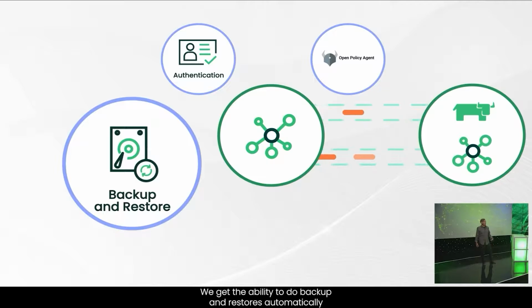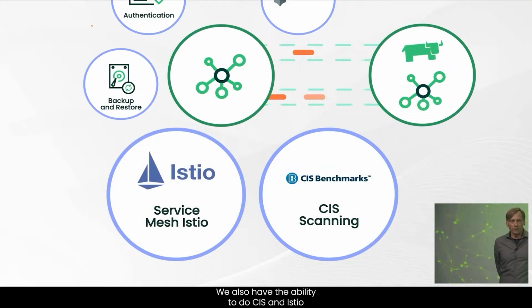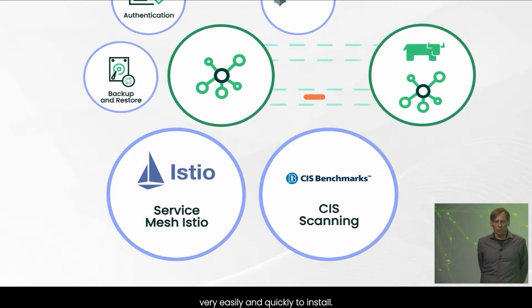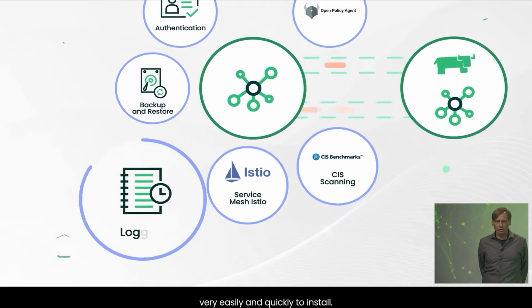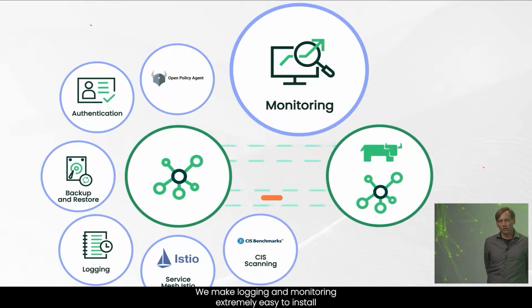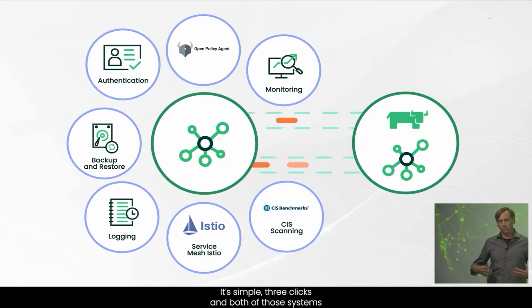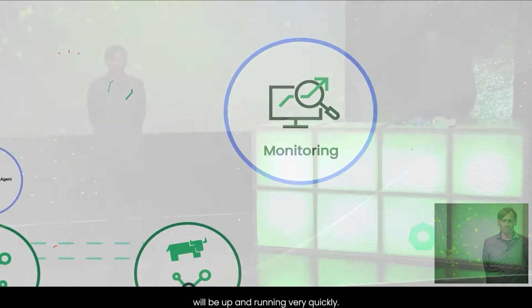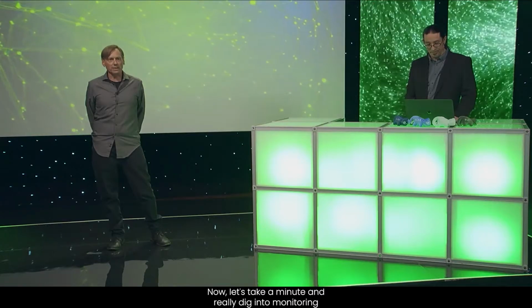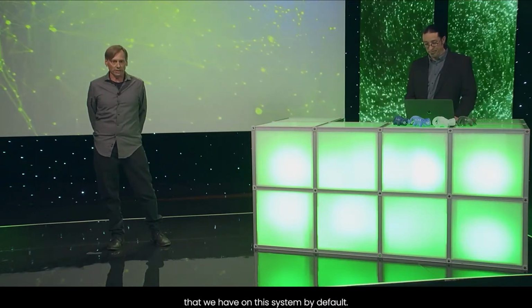We get the ability to do backup and restores automatically and whenever you want to do it. We also have the ability to do CIS and Istio very easily and quickly to install. We make logging and monitoring extremely easy to install and take advantage of. It's a simple 3 clicks, and both of those systems will be up and running very quickly. Now, let's take a minute and really dig into monitoring and talk about the type of monitoring that we have on this system by default.